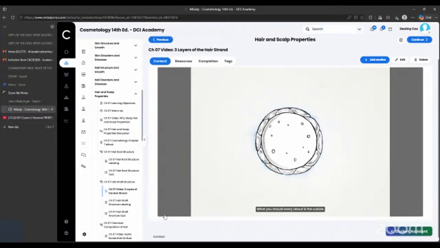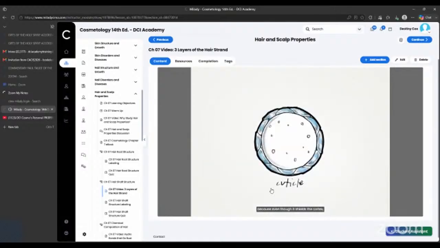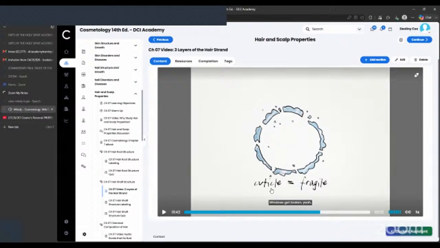What you should worry about is the cuticle. Its mission is to protect the cortex. And your mission is to protect the cuticle. Because even though it shields the cortex, it's fragile. Windows get broken. And when I talk about the new products that are coming out, those products are to protect the cuticle and also to protect the cortex. So products such as K18, also Olaplex, Omniplex, any kind of coloring products that has a plex in it. Their goal is to give you the color you want, but keep the hair on the head. And how do you do that? You have a major emphasis in protecting and rebuilding the cuticle and the cortex.